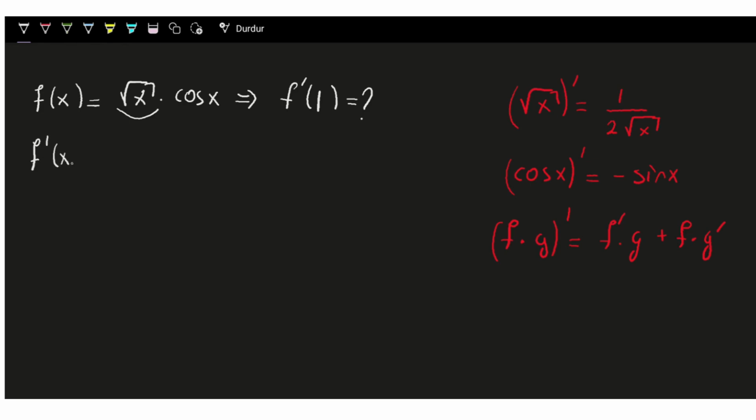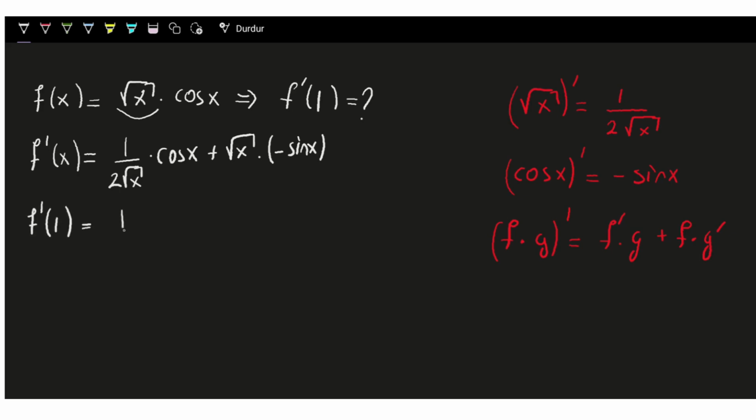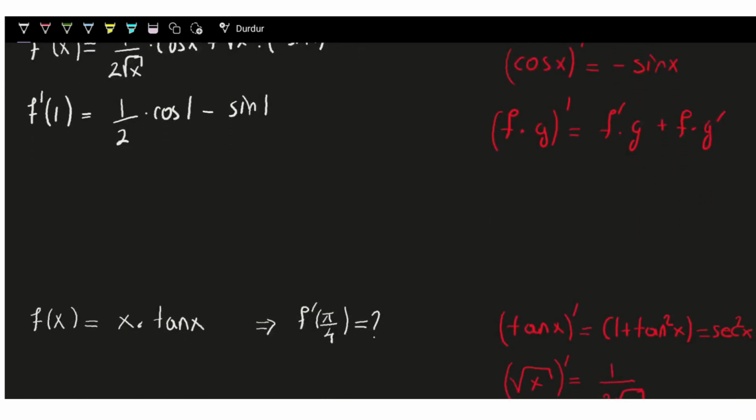Let's find out derivation of this function by using product rule for derivation. Derivation of the first factor, 1 over 2 times square root of x, times second factor cosine x plus square root of x times derivation of cosine x, minus sine x. Now we are ready to substitute x is equal to 1. 1 over 2 times cosine 1 minus sine 1.